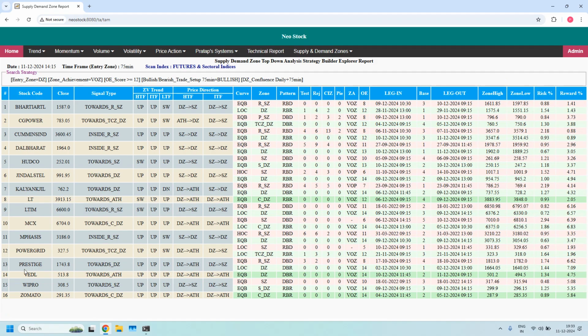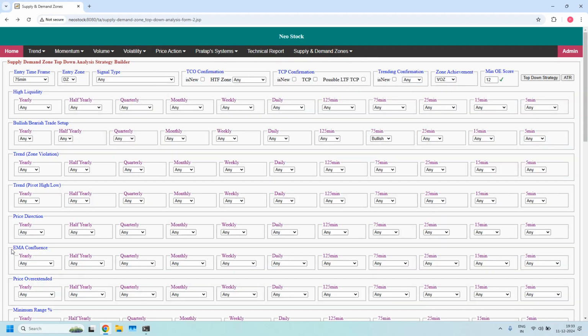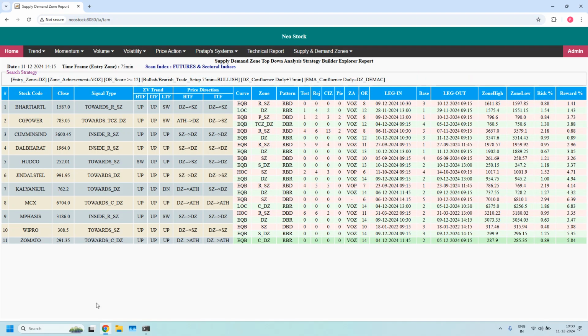And the daily trend is up in all these stocks, that is ITF trend. So let us look for daily demand zone with daily EMA confluence, because the 75 minutes demand zone is part of the daily demand zone. So in the EMA confluence at a daily time frame, I am enabling the filter daily demand zone having daily EMA confluence. With this filter we got 11 stocks. So these 11 are high probability trade setup supported stocks.